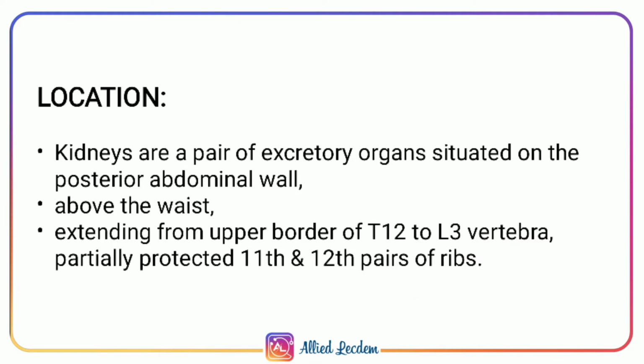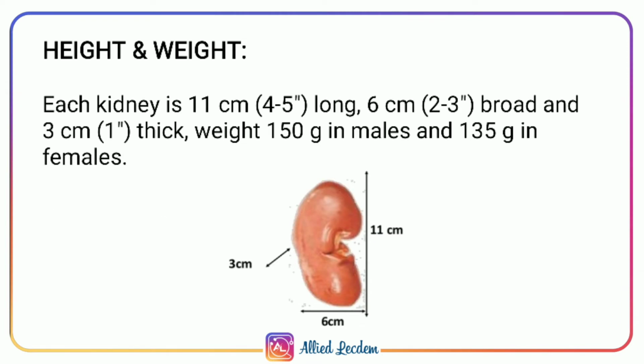Location of the kidney. Kidneys are a pair of excretory organs situated on the posterior abdominal wall above the waist. It extends from the upper border of thoracic 12th to lumbar 3rd vertebrae, and it is partially protected by the 11th and 12th pair of ribs. Height and weight of the kidney. The length of each kidney is 11 cm, breadth 6 cm and thickness 3 cm. The weight of the kidney in male is 150 gram and female is 135 gram.